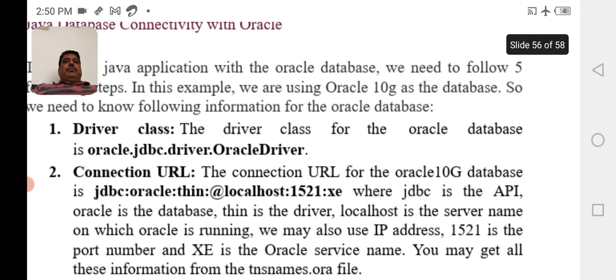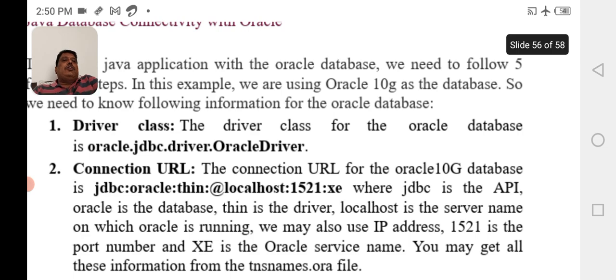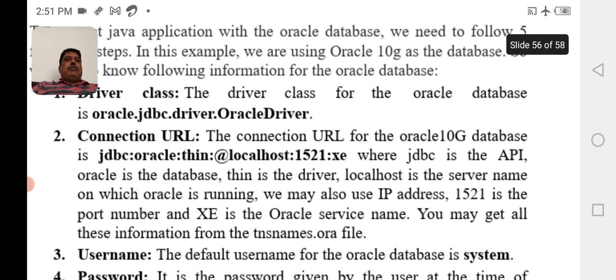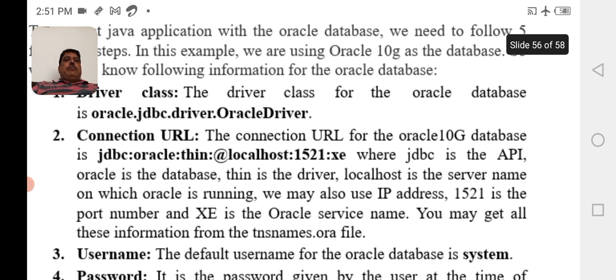oracle.jdbc.driver.OracleDriver. Connection URL. The connection URL for the Oracle 10g database is jdbc:oracle:thin:@localhost:1521:xe, where jdbc is the API, oracle is the database, thin is the driver, localhost is the server name on which Oracle is running. We may also use an IP address. 1521 is the port number and XE is the Oracle service name.